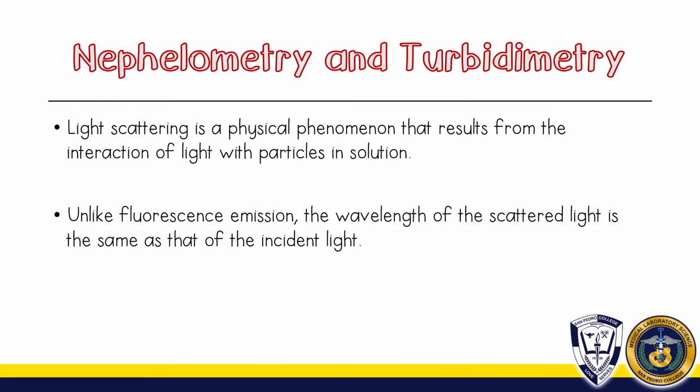Now we proceed with nephelometry and turbidimetry. In luminescence, what we were talking about is the emission of light. This time, we will focus on light scattering, since this is what nephelometry and turbidimetry are all about. Light scattering is a physical phenomenon that results from the interaction of light with particles in solutions. Since there are particles that are not able to absorb energy, what happens in nephelometry and turbidimetry is that the light is bounced back, causing light scattering. Unlike fluorescence emission, the wavelength of the scattered light here is the same as that of the incident light.